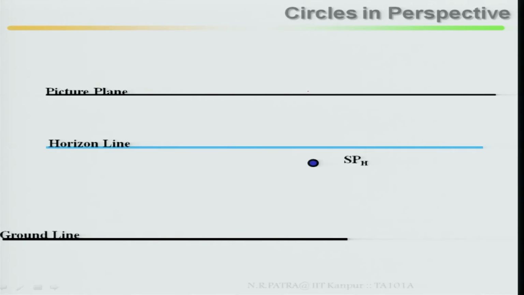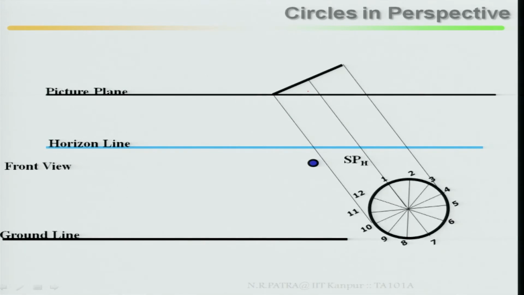Picture plane, horizontal line, ground line, front view, then look at your top view here. Particularly this is a circle. If I look at the circle from the top, this is my front. If I look at this, it will look like a line. So, you divide it into many points. Here it has been equally divided into 12 parts.